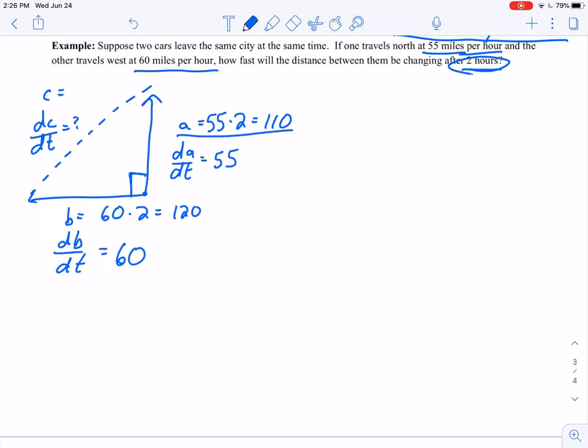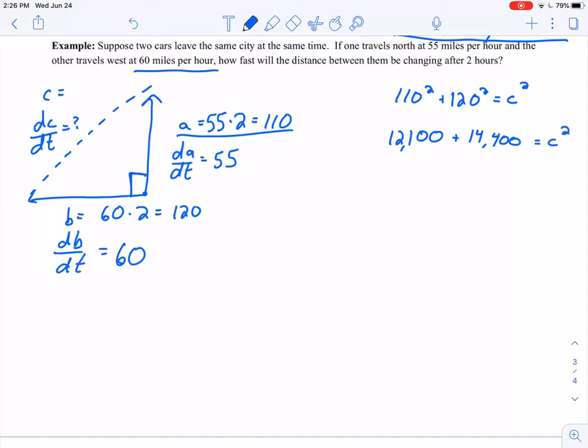If I have A and I have B, that means I can solve for C using the Pythagorean theorem. So I have A squared, that's 110 squared, plus B squared, that's 120 squared, equals C squared. That's the missing side, that's what I'm trying to find. So 110 squared is 12,100, plus 120 squared is 14,400. Let me just double check my math. Yes, that looks good.